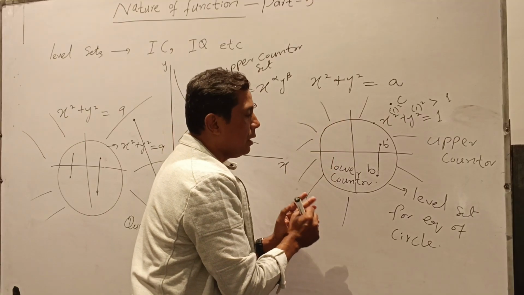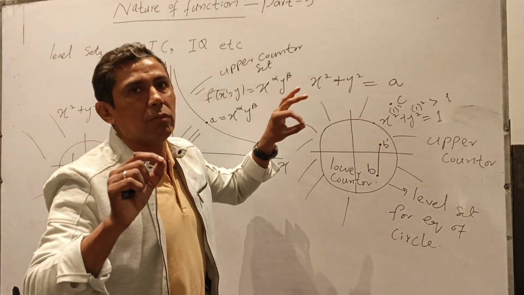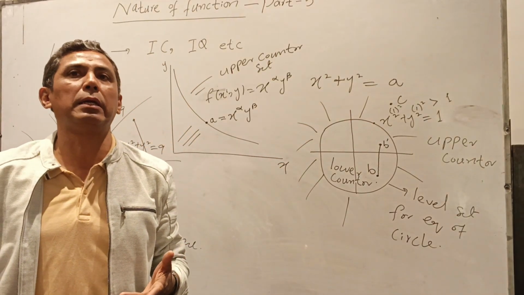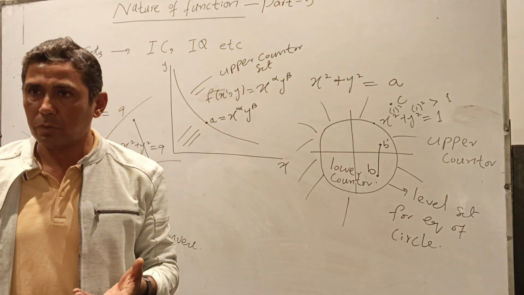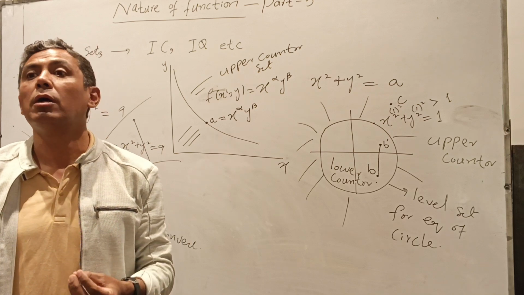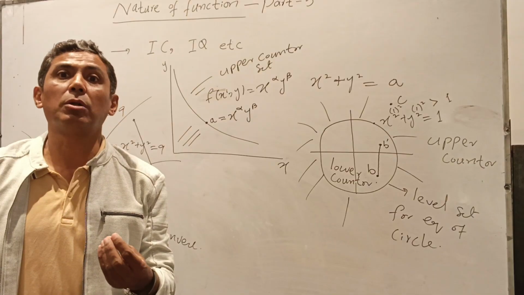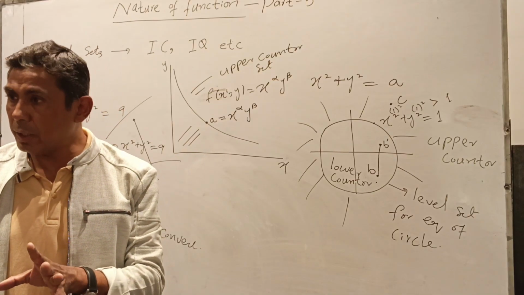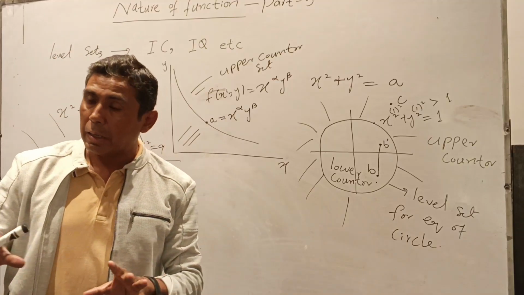Clear? And now, when you decide to mark any level sets, how will you decide the level sets? Ultimately, you will decide on the basis of your level of satisfaction, right? And that level of satisfaction is based on your constraint. What is your constraint? Constraint is your budget constraint. And similarly, it is your cost constraint, in case of the production theory or in case of the theory of consumption.